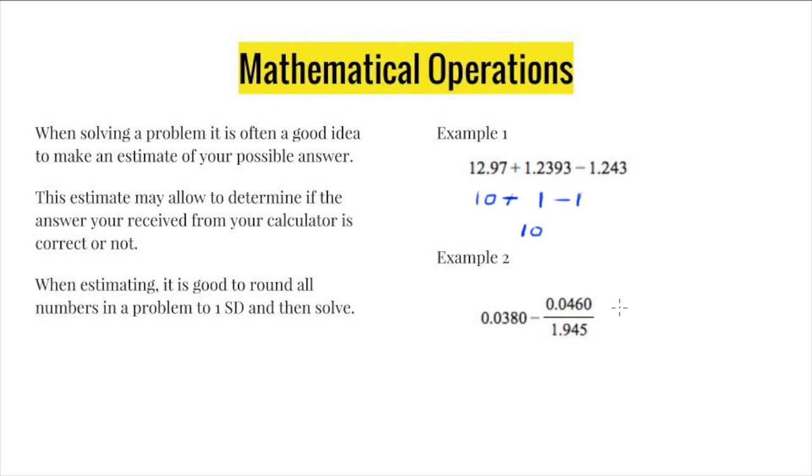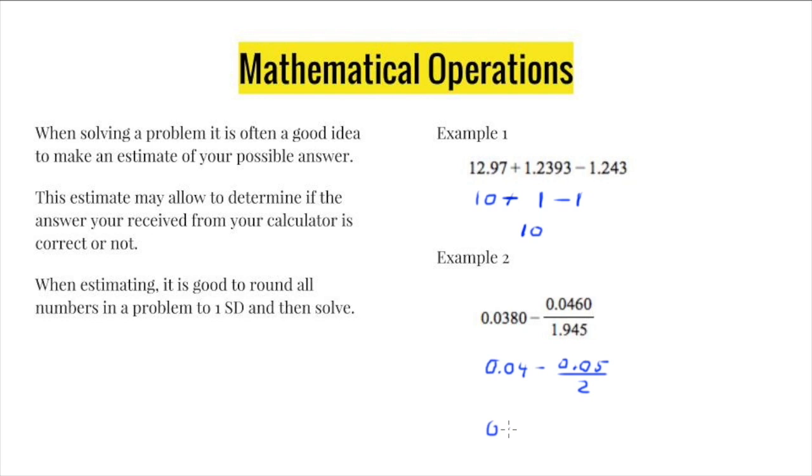So let's look at example 2. Again, I am not able to do this 0.0380 minus 0.0460 divided by 1.945 in my head. However, I can round to one significant digit. So 0.0380 we can just simply say as 0.04. And we can say this top number, which is my numerator, to be 0.05. And then our denominator can be simply 2. Well, this is something that we can do in our head.